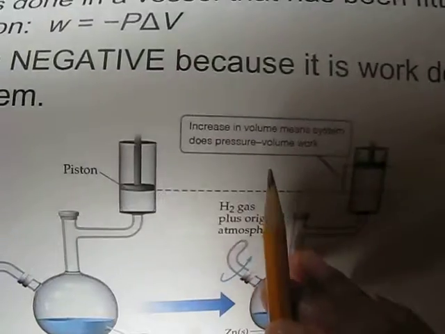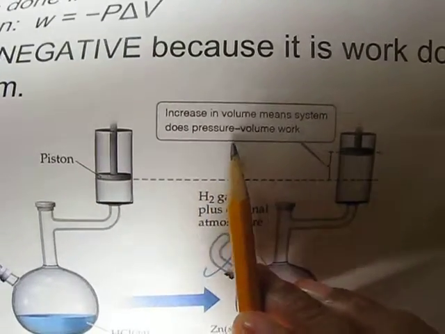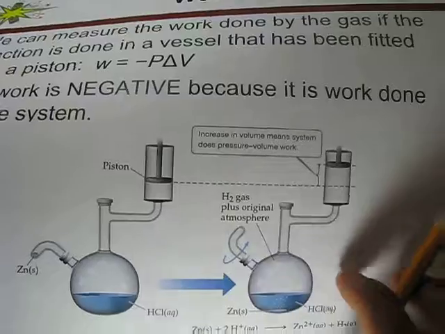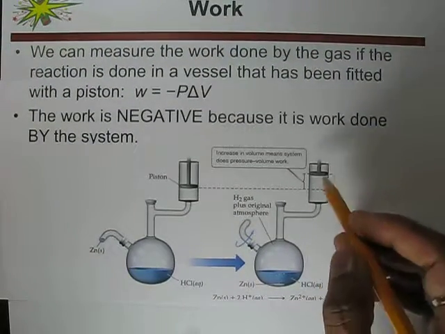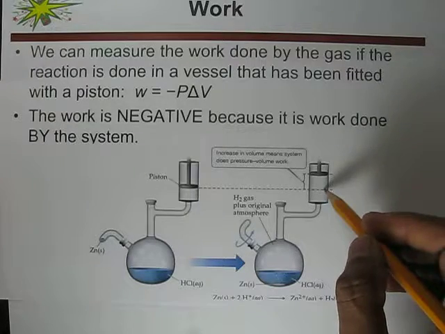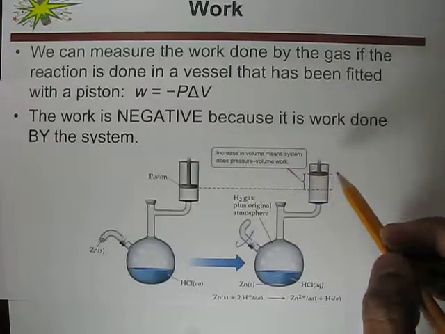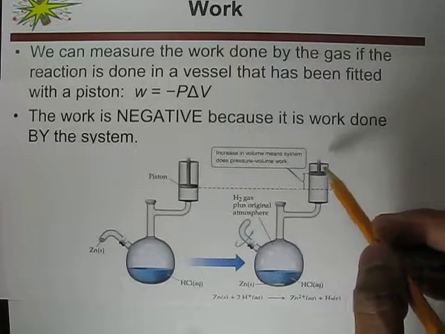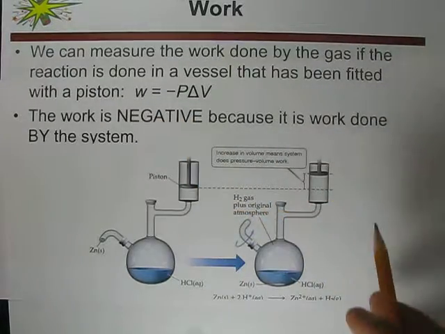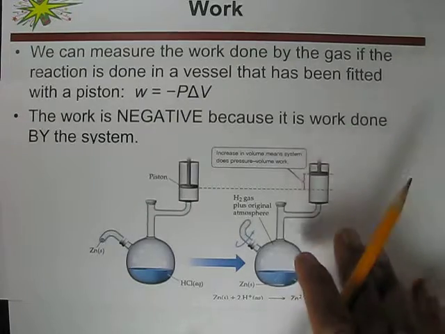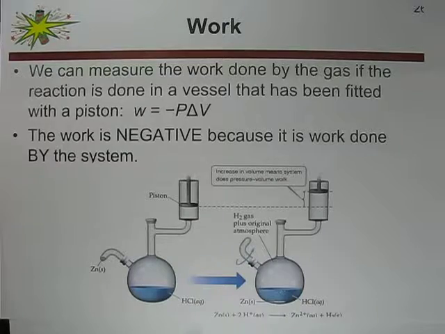Once we know the total volume, an increase in the volume means the system does pressure-volume work. Once we know how much the volume has changed, then using the atmospheric pressure, because atmospheric pressure is applied here, we can find out how much work was done by the system. So this was about work and the signs of the thermodynamic quantities.